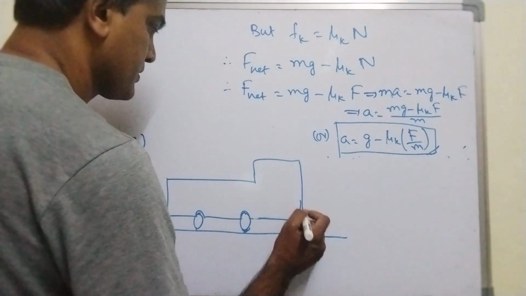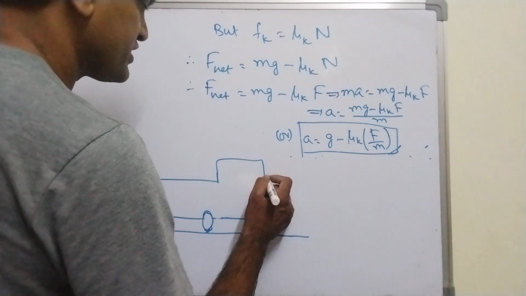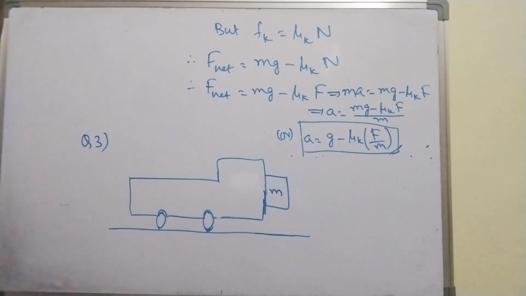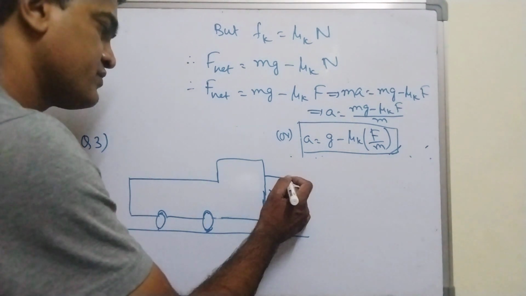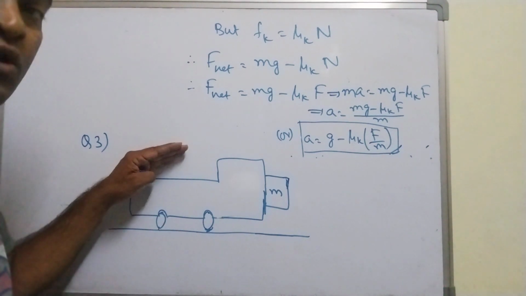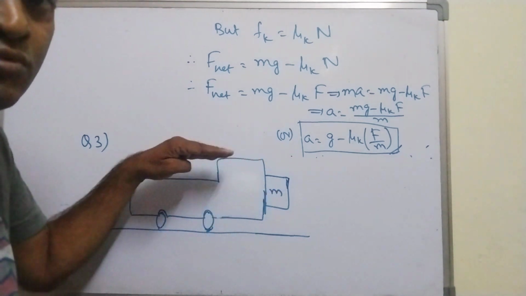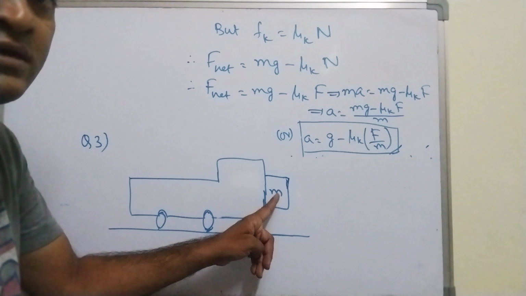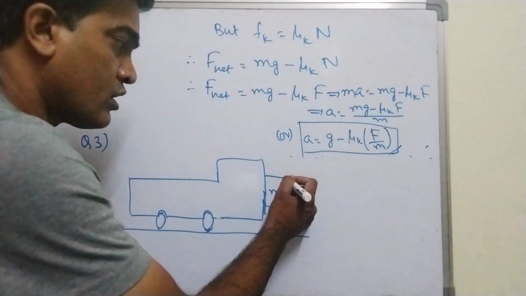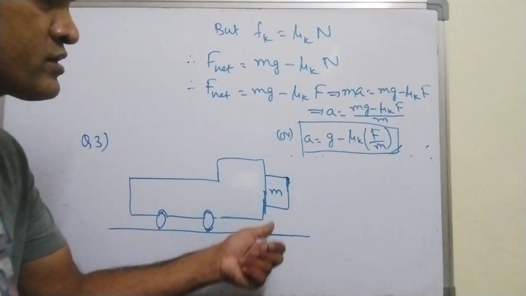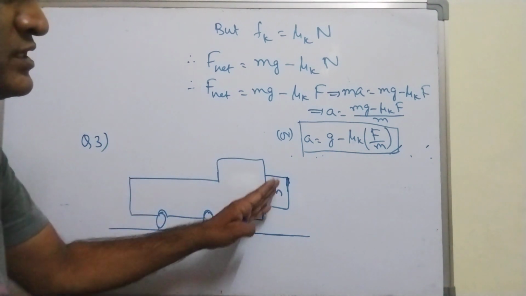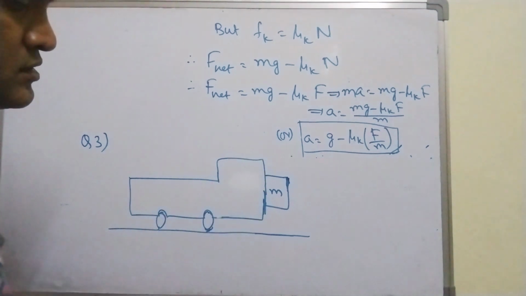In question 3, I have a truck to which a block of mass m is fixed. The question is, with what acceleration does the truck have to move so that the block remains in contact with the truck? Remains in contact means the block is at rest only. What should be the minimum acceleration, or what should be the minimum force that I can take?